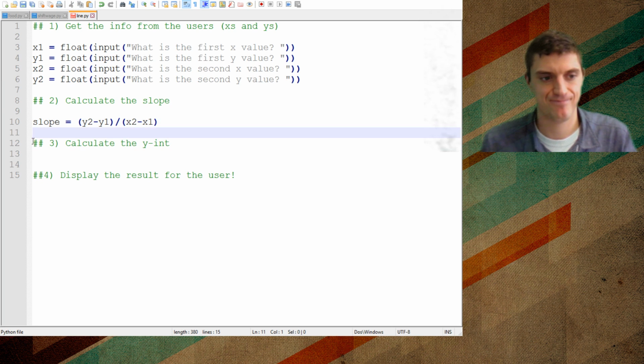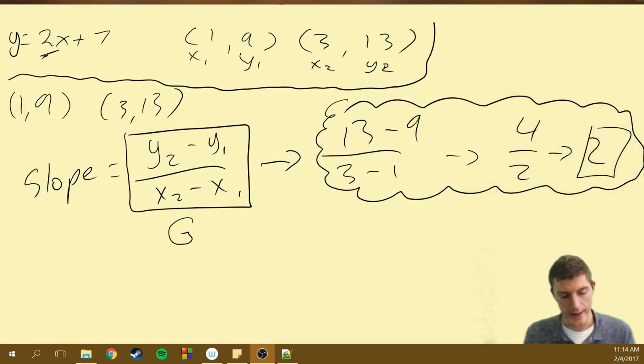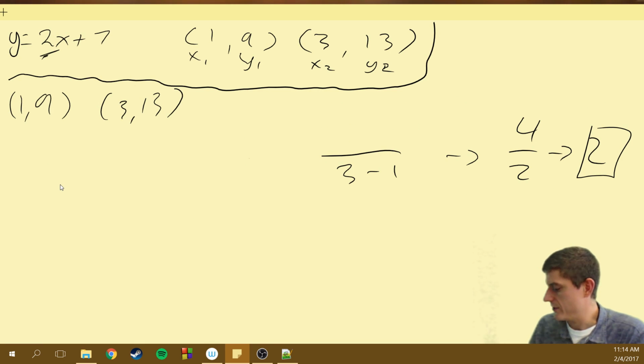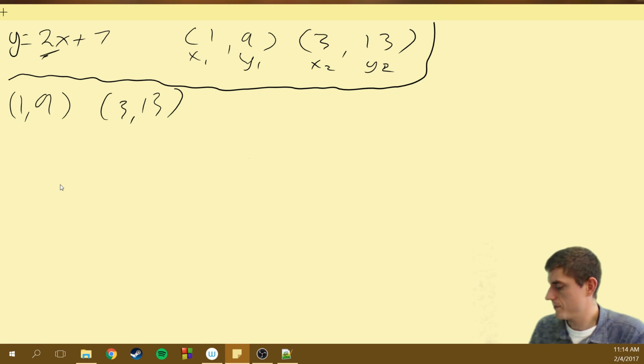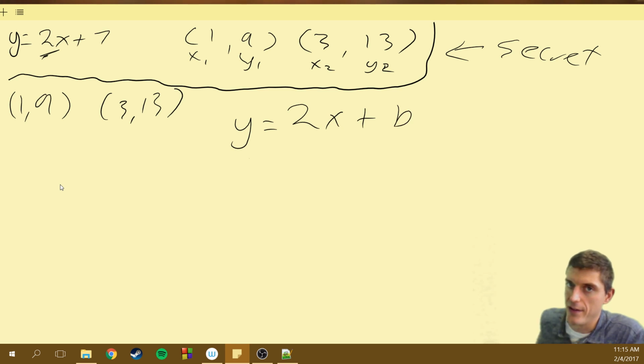All right. Let's talk about the Y-intercept real quick. So if I was running through this problem, and I just figured out that the slope was 2, right? Remember, all this information is secret. I have these 2 points. I just figured out that the slope is 2. I get y equals 2x plus, now what I don't know is that b value. I need to find the y-intercept.